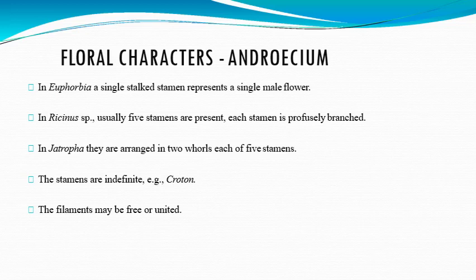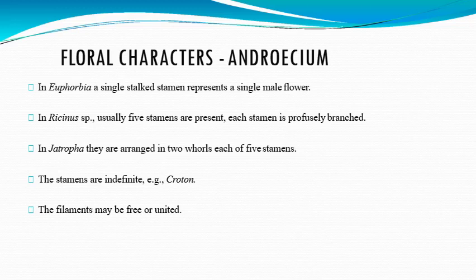Now here we have the male reproductive part of the flower, that is androecium. Different members of Euphorbiaceae family show different appearance of androecium. As in Euphorbia, only a single stalked stamen represents a single male flower, while in the case of Ricinus, usually many stamens are present and each stamen is profusely branched. But in the case of Jatropha, they are arranged in 2 whorls, each of 5 stamens, or 2 groups, and each group possesses 5 stamens.